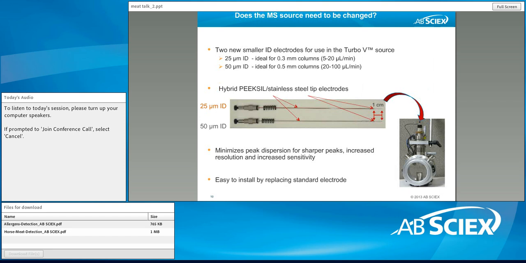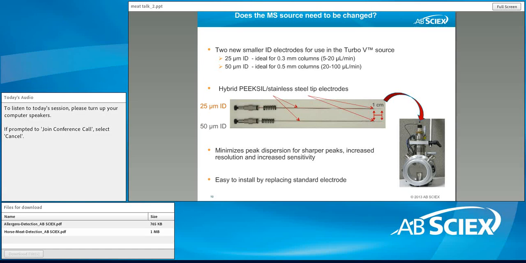What AB SCIEX has done as well is to modify the source for these flow rates. One of the things you have to be conscious of when you're using low flow rates is band broadening of the peaks due to dead volume emissions post-column. What AB SCIEX have done is generate a set of new capillaries, which are electrodes that fit into the source probe, which are really low dead volume, which means you get reduced band broadening and very sharp peaks, so you don't lose your resolution after the column. And these are very simple to fit: you just change the capillary in the probe, and it takes about a couple of minutes to do.